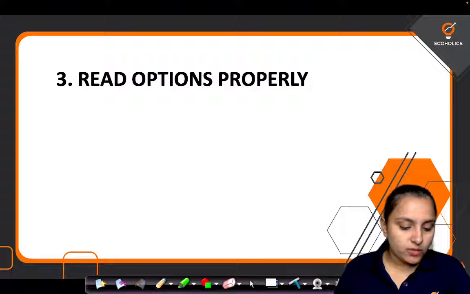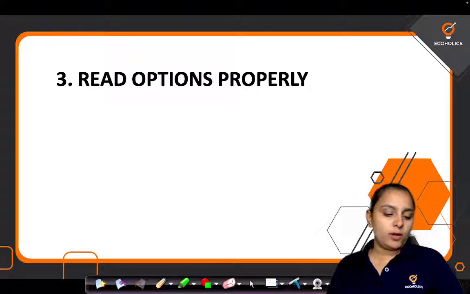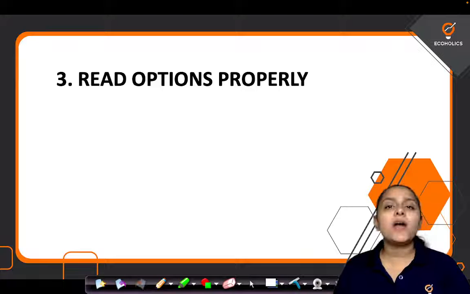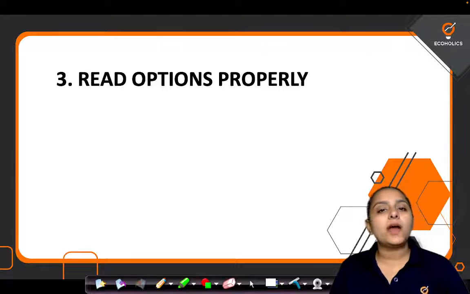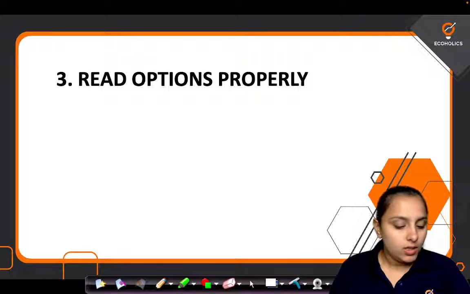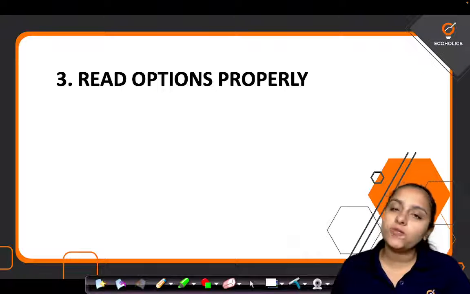Okay, so someone is asking, can we know about the faculty at Ecoholics? So at Ecoholics, we have several faculties. I am one of their faculty, and there are another faculties also. So there are different faculties for different subjects.